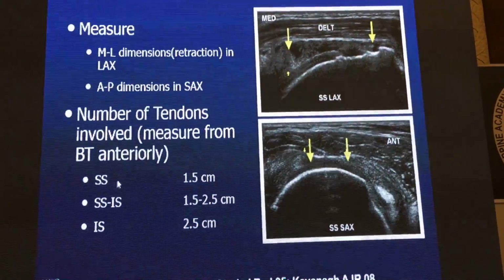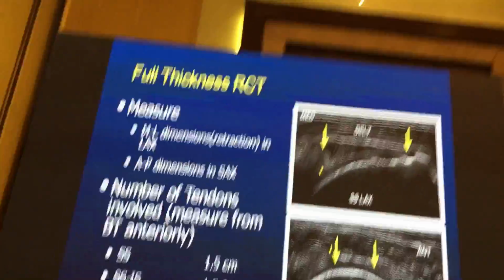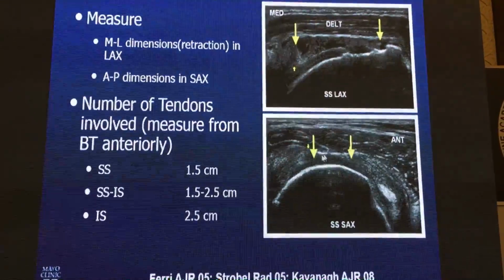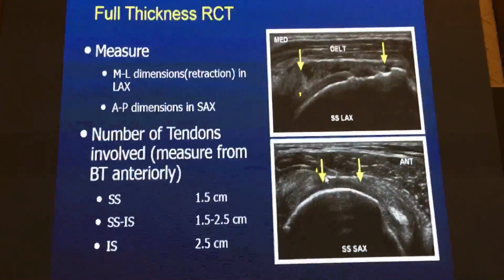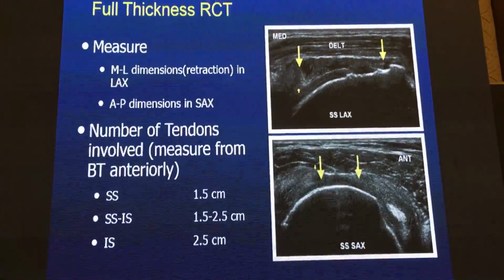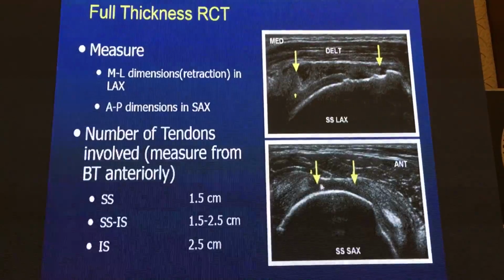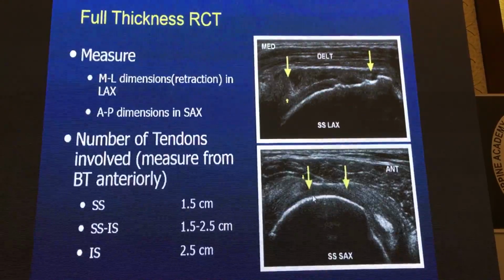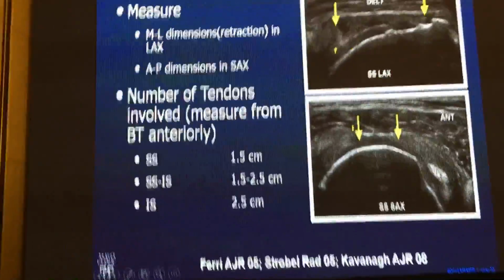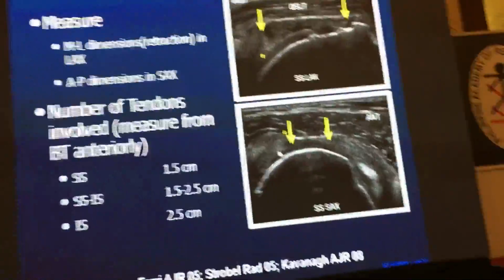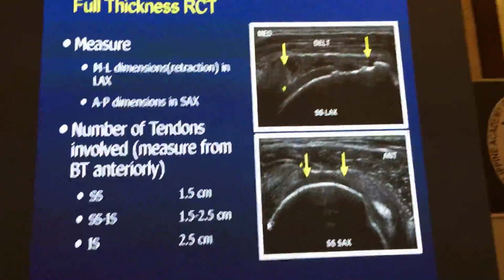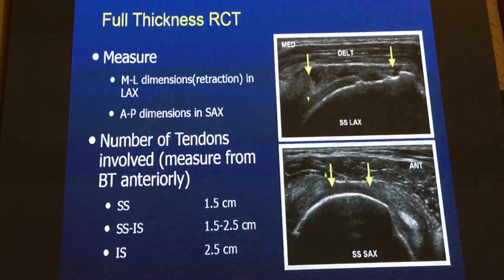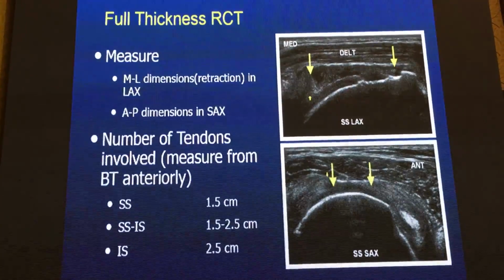Now, one of the things that's interesting is that if you measure from the biceps tendon posteriorly, the first 1.5 centimeters is going to be pure supraspinatus. But then, remember that the rotator cuff is a blending of all of these tendons. So then you have the supraspinatus infraspinatus overlap, which goes from about 1.5 centimeters back from your biceps tendon to about 2.5 centimeters back from your biceps tendon. And beyond 2.5 centimeters, now you're into pure infraspinatus. So by doing those anterior posterior measurements, you can say what tendons are actually involved in this tear.